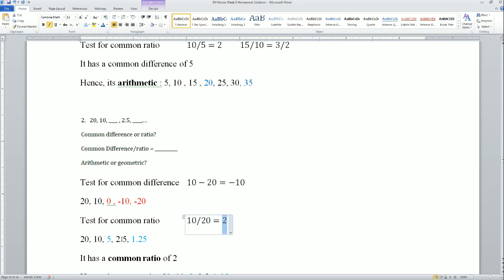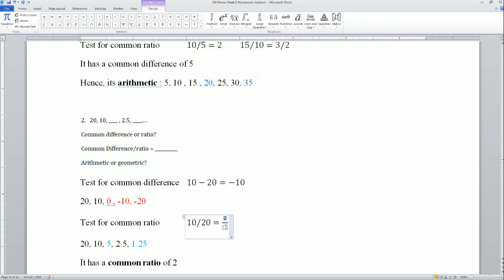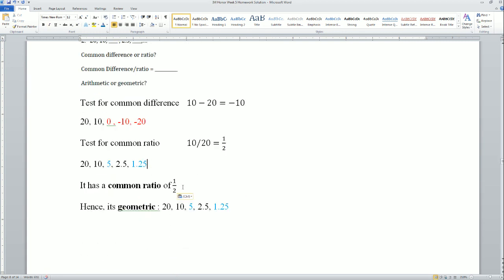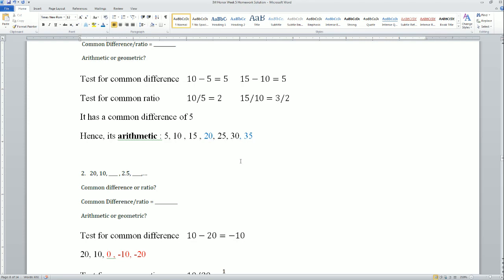Now I test out that common ratio. This is really 1/2, I'm sorry. This is really 1/2, right? So half of 20 is 10. Half of 10 is 5, 2.5, 1.25. Yep, that is correct. The common ratio for this one is 1 over 2, which is 1/2. Hence, it is geometric: 10, 20, 10, 5, 2.5, 1.25. Okay? Since I've shown you in detail already how to do it, I'm just going to go over the answers now.